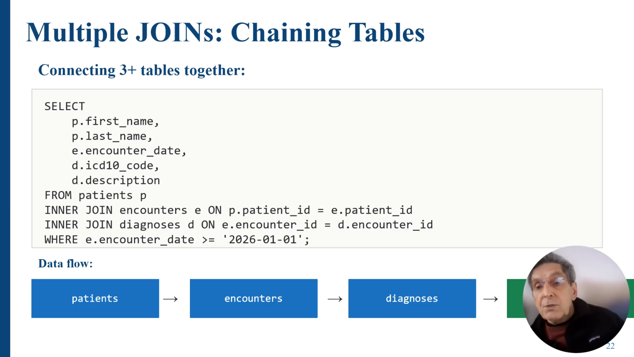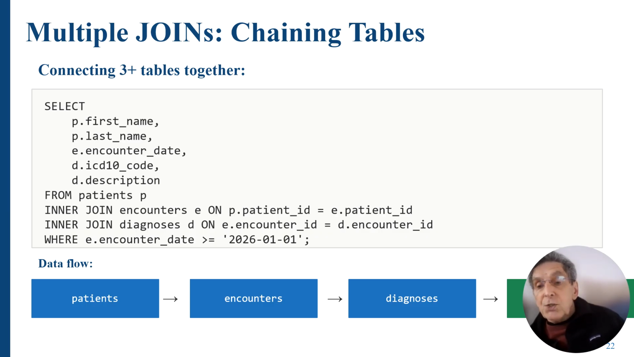Patients to encounters to diagnoses, and each join adds another table to our result set, following the foreign key relationships. The data flows from patients through encounters to diagnoses. We start with patient information, add encounter information by joining on patient ID, and then add diagnosis information by joining on encounter ID. The where clause filters to recent encounters to limit the size of our output data.